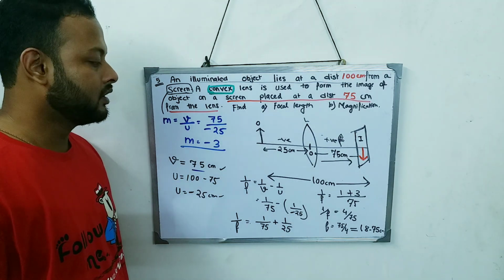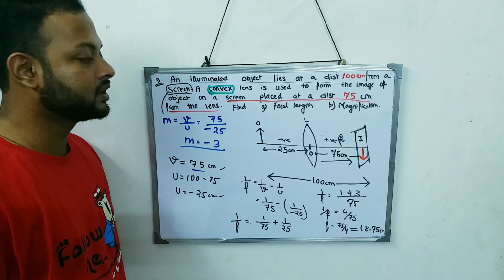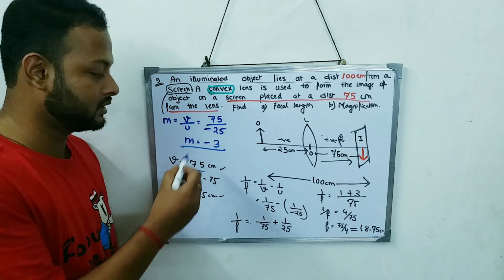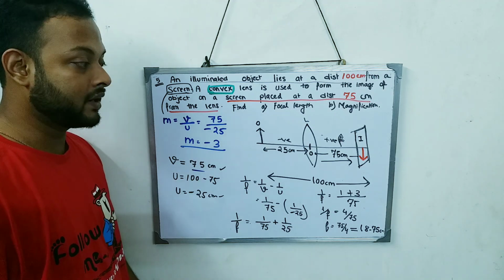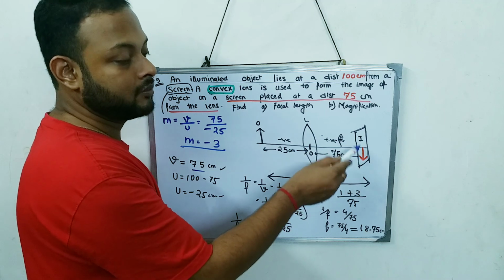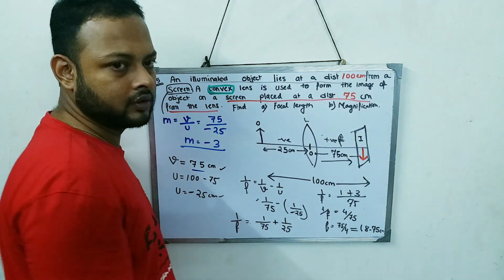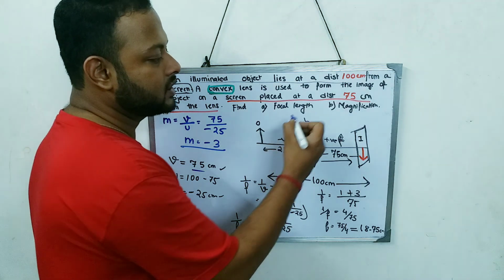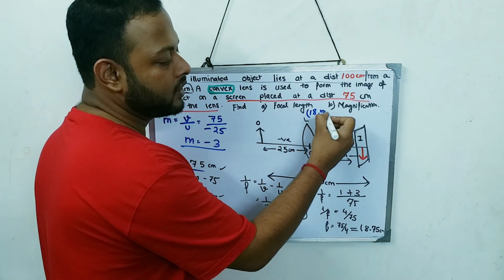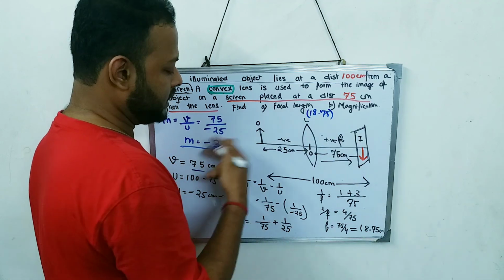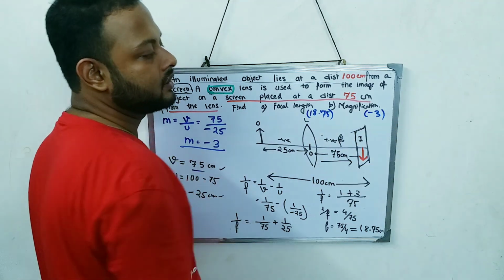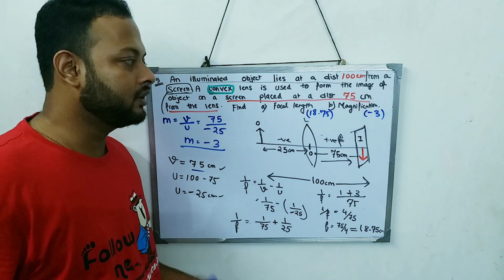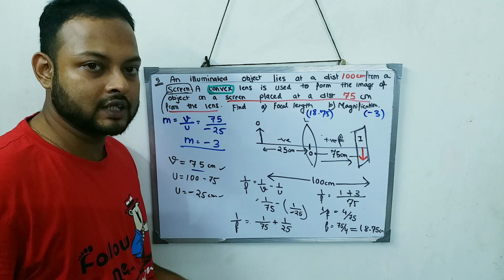That means what? That this image is inverted actually. This value is magnification. This minus sign indicates that this image is inverted, and we know real images are inverted. Anyways, we don't need this, but we got the answer. So this value is 18.75, and M is equal to minus 3. So we got question number 5 also. And after this, we will do question number 6, and that is the last question for today.